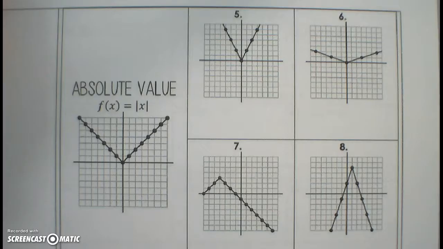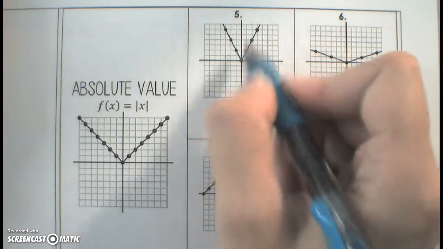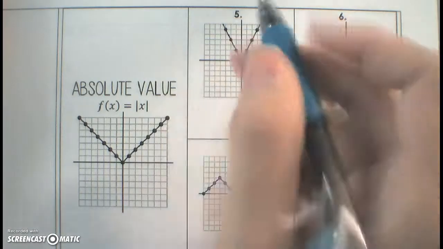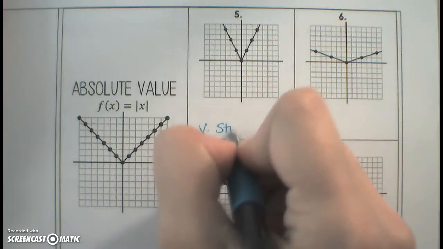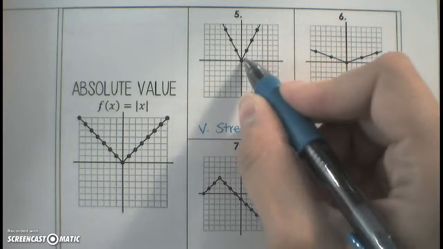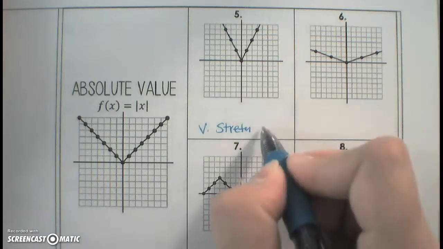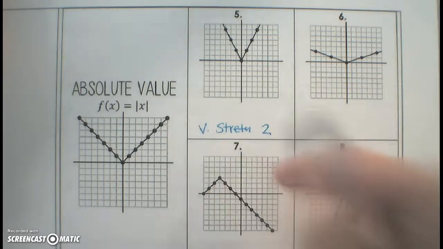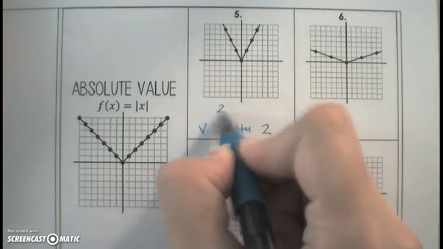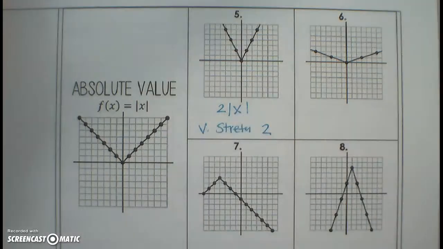All right, our last section, absolute value. Same thing we did before, only this time we're stretching it vertically. So let's put vertical stretch, and we kind of look at the slope. It looks like it's up 2 over 1, so it's a stretch by 2. So that means we want that 2 out front of our absolute value.